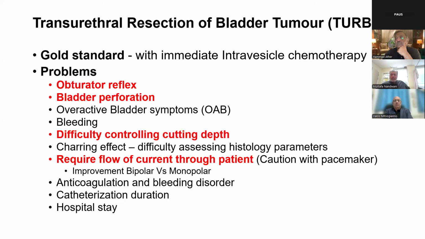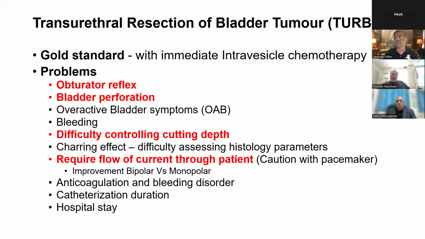So if we see the standard technique, we all know transurethral resection is still the gold standard. It's a piecemeal type of resection. What were the problems? The obturator reflex, which leads to perforation, sometimes overactive bladder symptoms, difficulty in controlling the depth, particularly when there is a charring effect, and the histology parameters are lost, which provide a more important factor in risk stratification, diagnosis and further management.